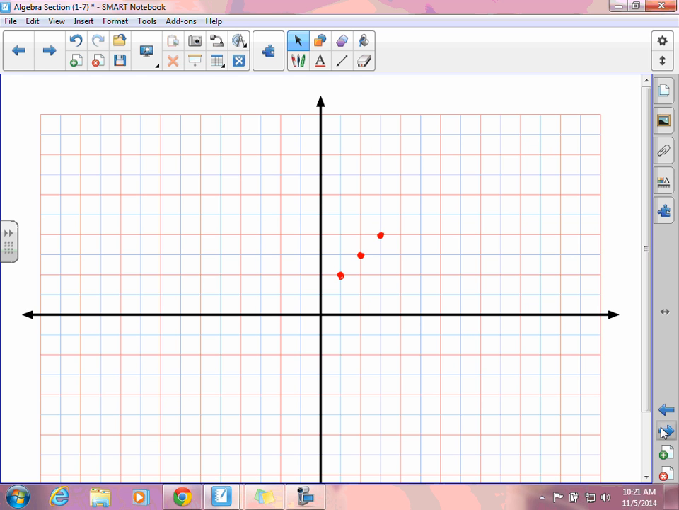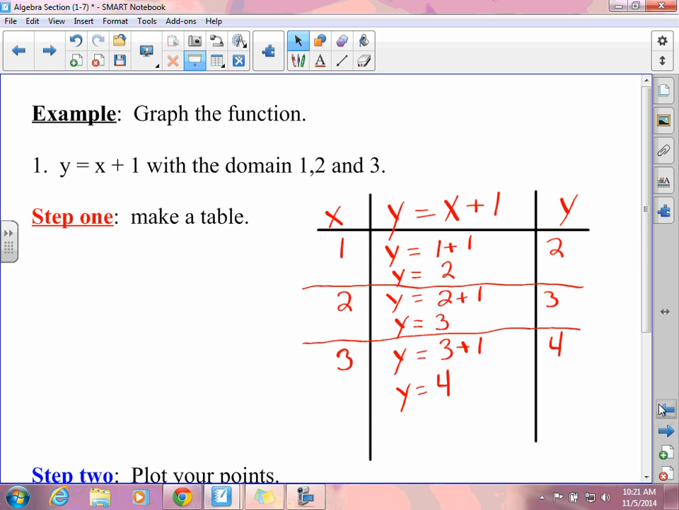All right, and you'll notice I answered the problem. It says graph the function. I did that. Did it ask me for the range? No, it did not. So I do not need to list that today. Okay. Let's move on.